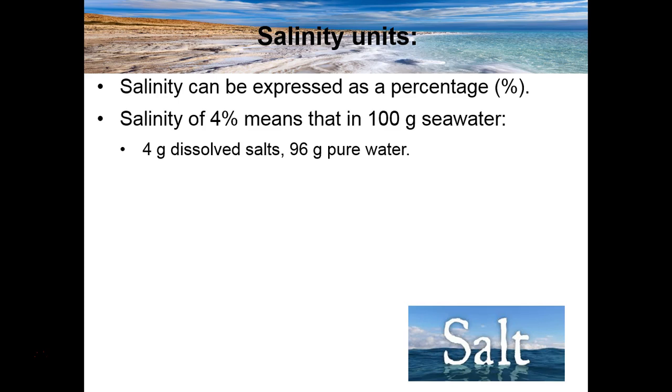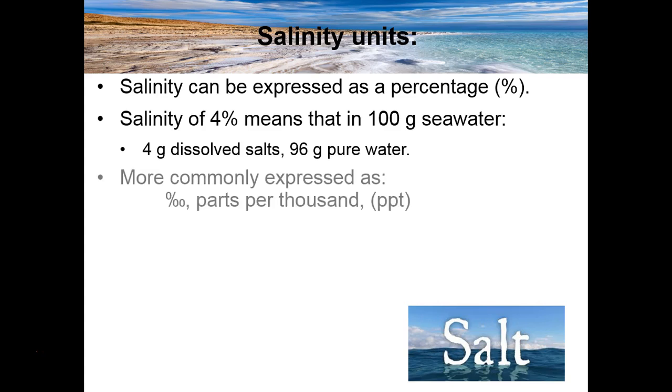Okay, so salinity can be expressed as a percentage. So salinity of 4% means that in 100 grams of seawater, 4 grams are dissolved solids and 96 grams are pure water. So remember, 4%, that's per 100. So if you have 100 grams of seawater and 4% of that is dissolved salts, then that means 4 grams of dissolved salts. But like I said, it's more commonly expressed as parts per thousand, which can be written with this symbol here, remember, parts per thousand, or PPT.